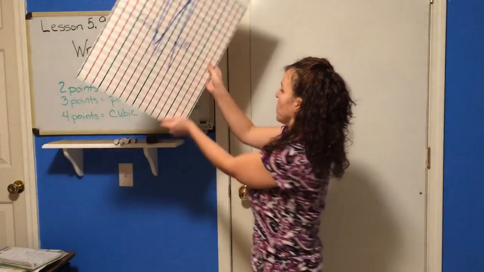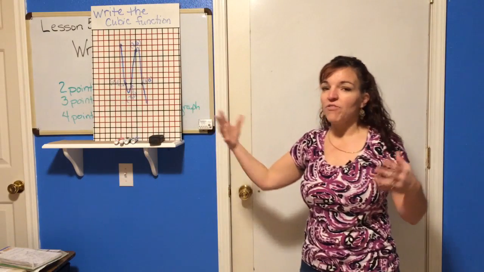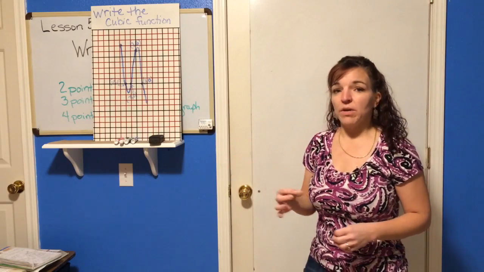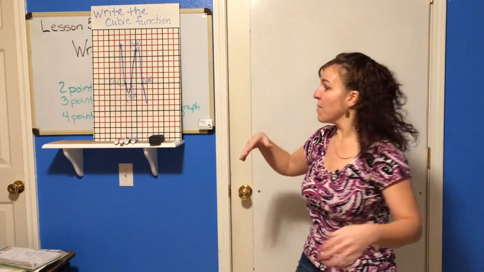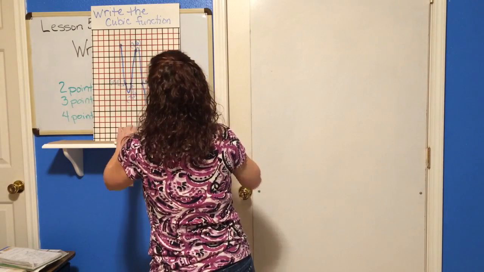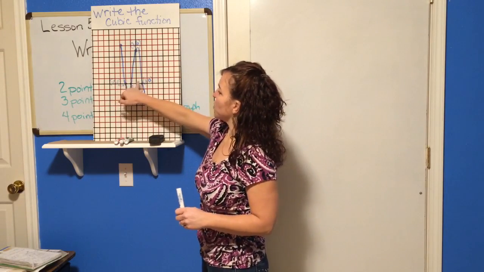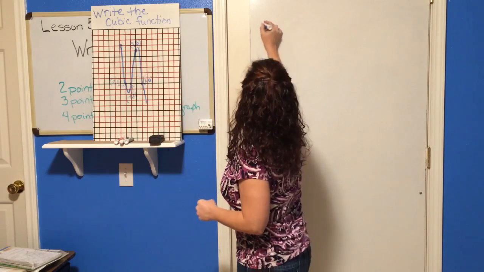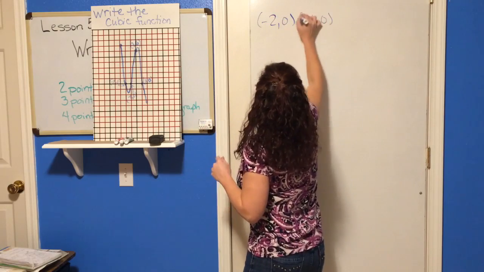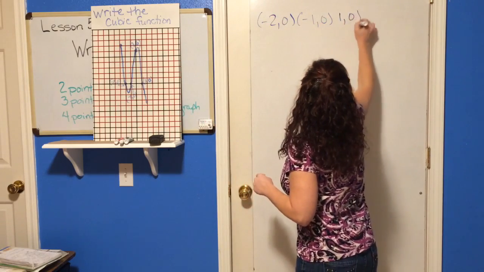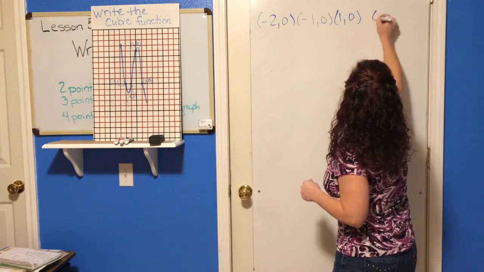I'm going to give you a graph. And now in your problems, I might give you the picture of the graph, or I might give you the points. Because remember, we said you have to have 4 points. If you have 4 points on the graph, then we can come up with the function of the graph. So in this case, we've got 3 x-intercepts: negative 2, 0 is one of them, negative 1, 0, and 1, 0. And I've given you 1 point on the graph, and that is 0, 6.